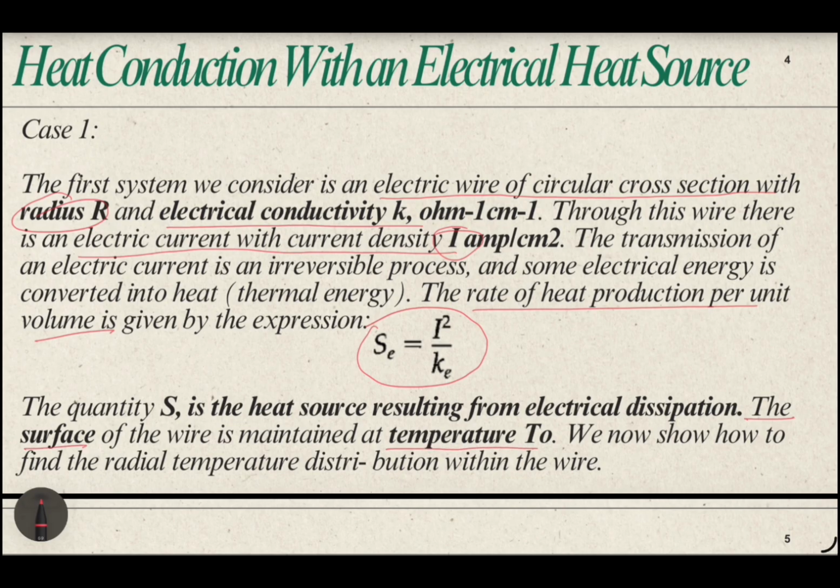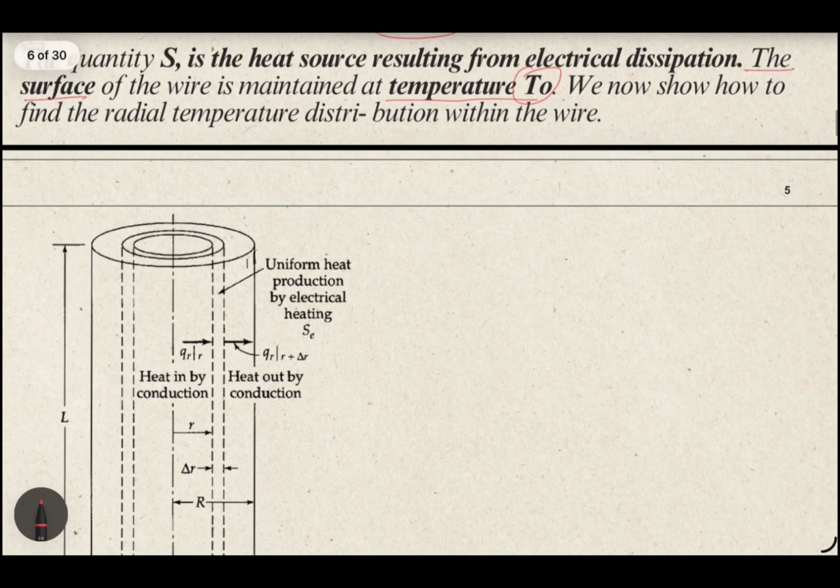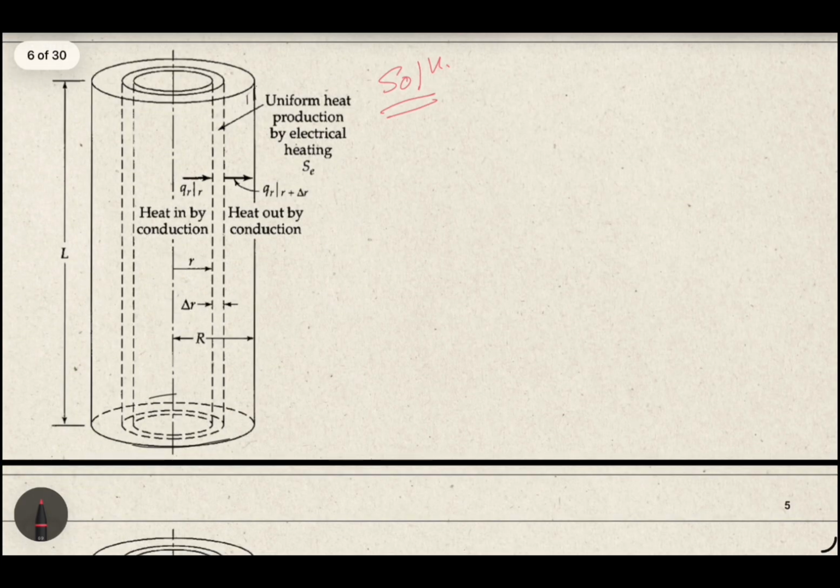It is given that at the surface the temperature is T0. It is maintained anyhow, so yes, it's very easy. Now let's see its solution. This is how the electric wire looks. We can consider one portion of the wire of length L, where the radius is r equal to 0 at the center, and as we move outward the radius becomes capital R.